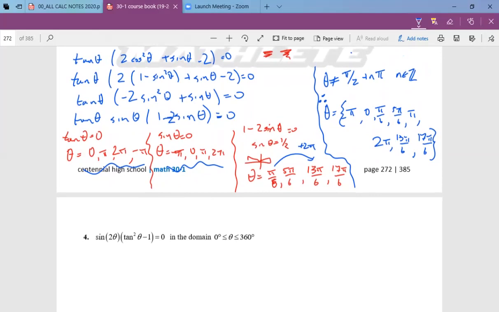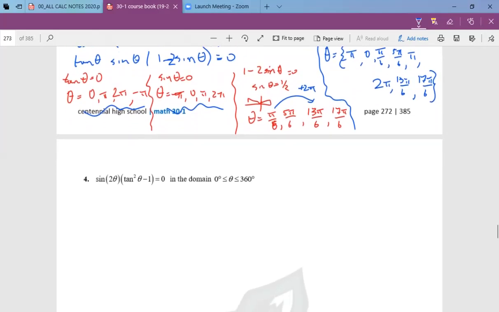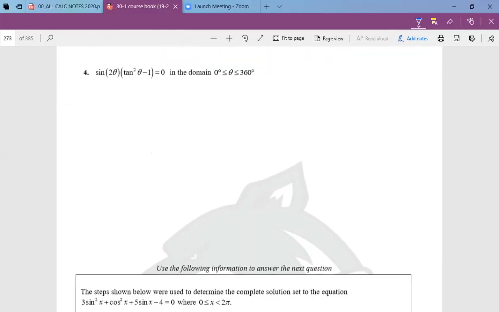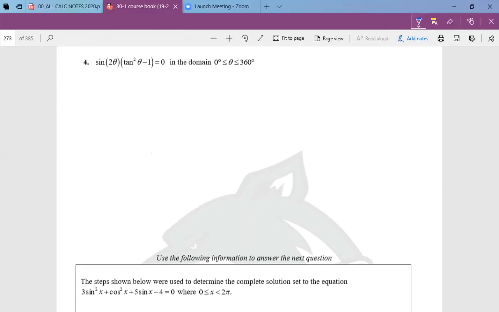Number 4, next page. Sine 2 theta times tan squared theta minus 1 equals 0. In this question, we're going from 0 to 360 degrees, so we get to work in degrees instead here. Please pay attention to that. Again, this one is factored, and so we don't need to try to factor trinomials or anything like this. We don't multiply this stuff together.